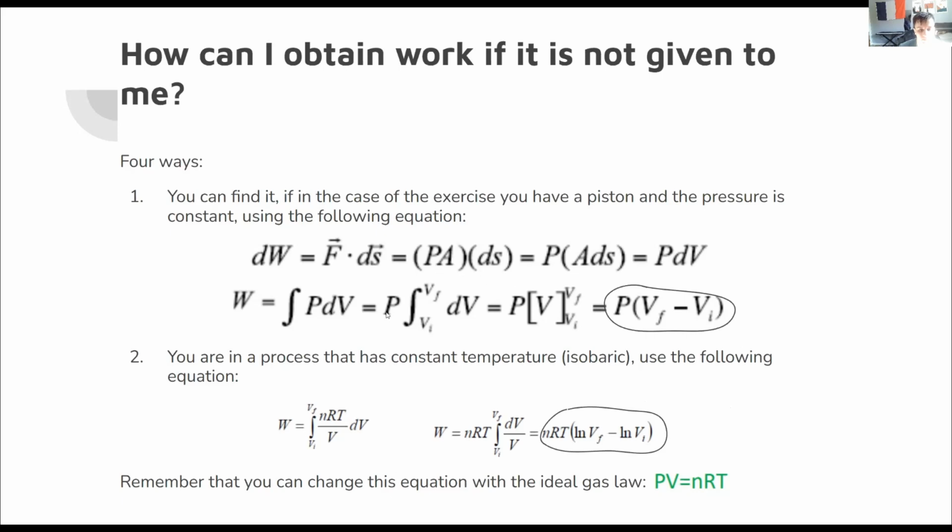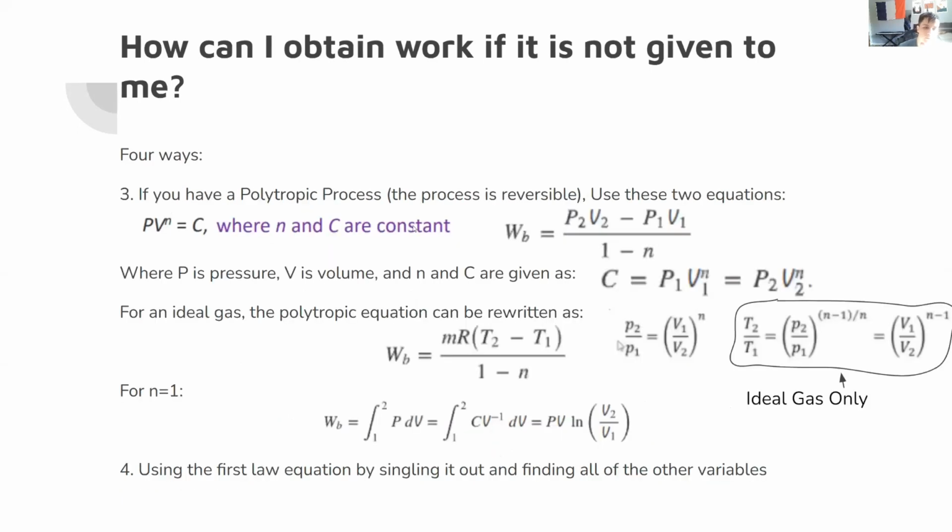Okay, so these are the first two methods of how to get work if you have an isobaric or an isothermal state. The other one is a polytropic process. I'm sure you've encountered it in some of the exercises. The polytropic process just means that the process is reversible, so you can go from one state to the other and then back. But we don't really care about that. We care about the equations. In this case, we have a couple of equations that will concern you.